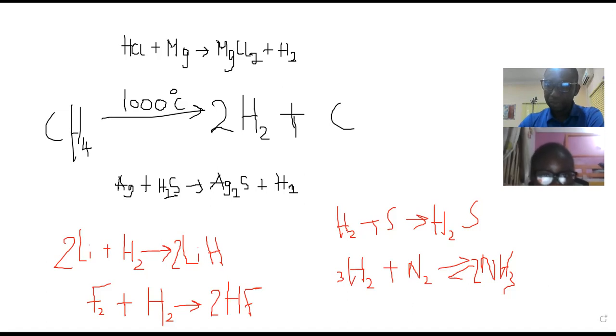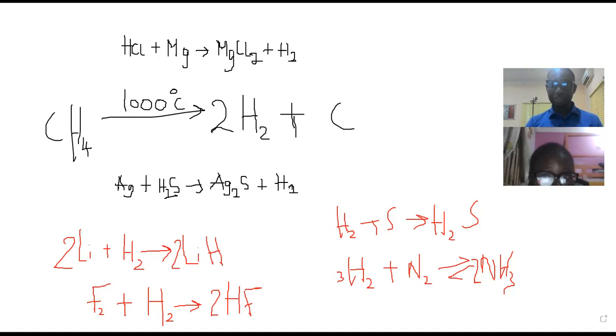So remember we said hydrogen does not support combustion. So once a place is burning and you place hydrogen gas into it, you hear that pop sound. That tells you that this was actually hydrogen. Okay, let's look at the uses of hydrogen. What is hydrogen used for?